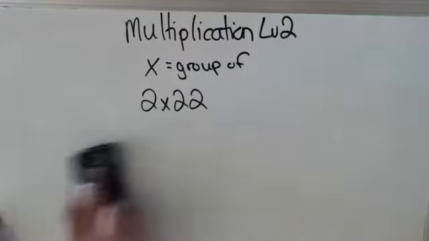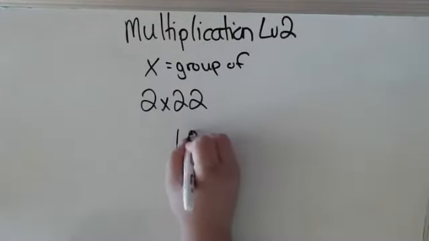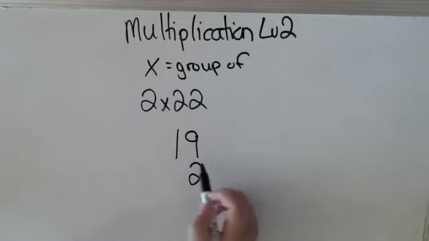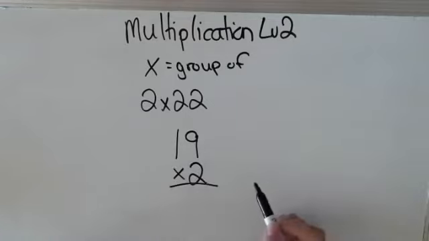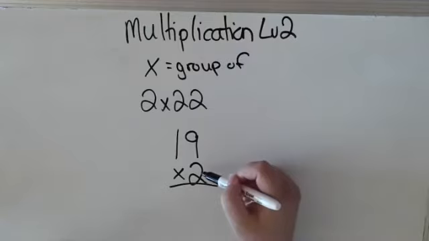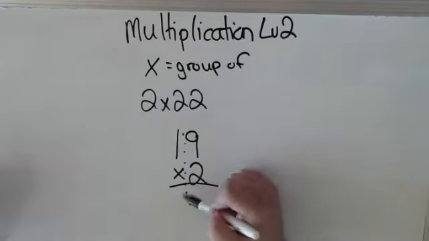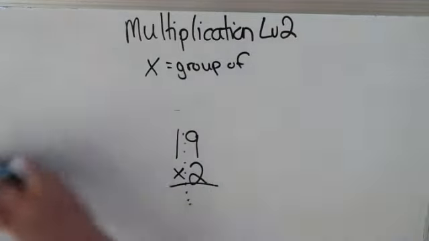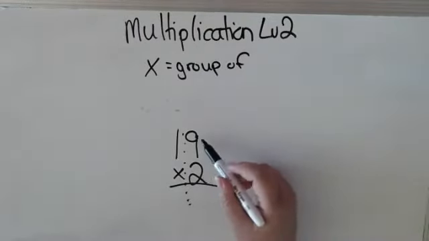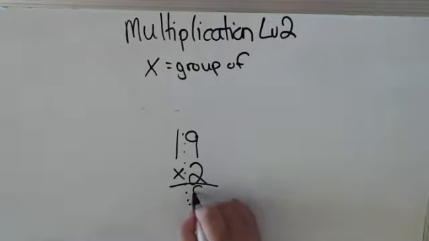Let's try another one. Let's try 19 times 2. Let's go back to our 2. So 19 groups of 2, 19 times 2, 19 multiplied by 2, lots of ways to say it. How we're going to look at it is, again, this is our column method, and we're going to start with our 1's column. 2 times 9, or 2 groups of 9, is 18.